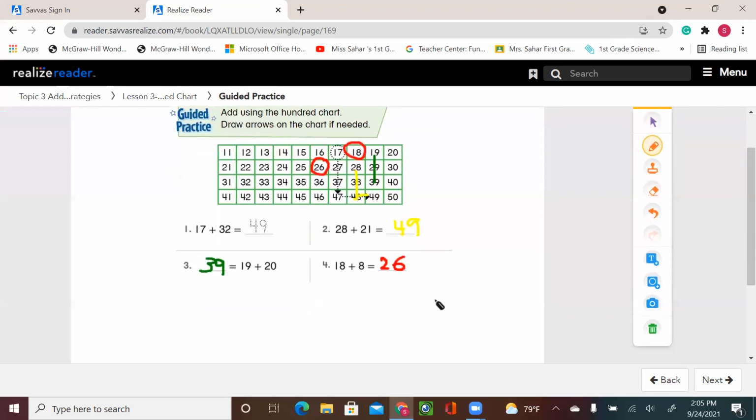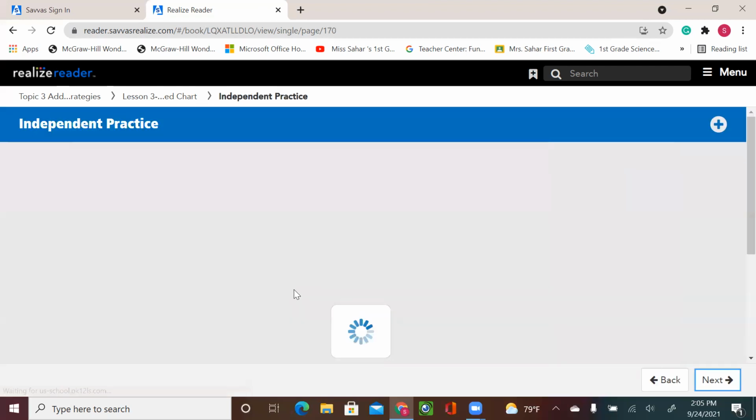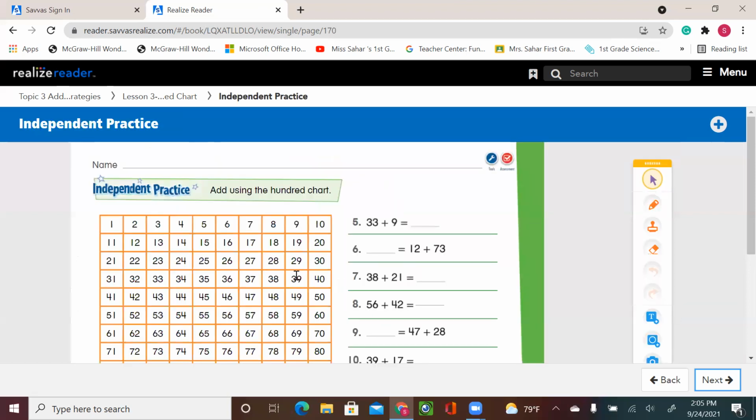All right, let's go to the next page. I'm going to help you with one example. All right, independent practice, page 95. We have 33 plus 9. We know the rules. I'm going to look for number 33. I'm going to put my circle on 33 because I don't want to lose it.